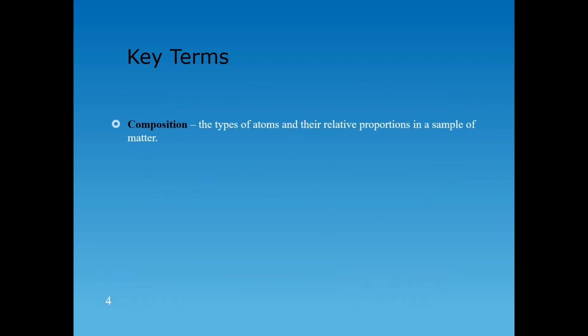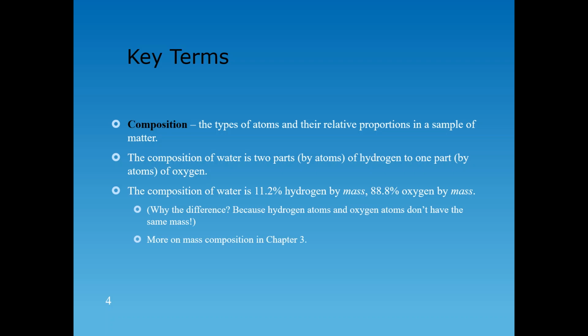Okay, some other key terms. Whenever we talk about the composition of a substance, what we're talking about is the atomic makeup of the substance and the relative amounts of each element present in that substance. So going back to the water example, water consists of 2 atoms of hydrogen and 1 atom of oxygen per molecule. If you break up water into its constituent elements, you'll find that 11.2% of the water by mass is hydrogen, and the rest, 88.8%, is oxygen.